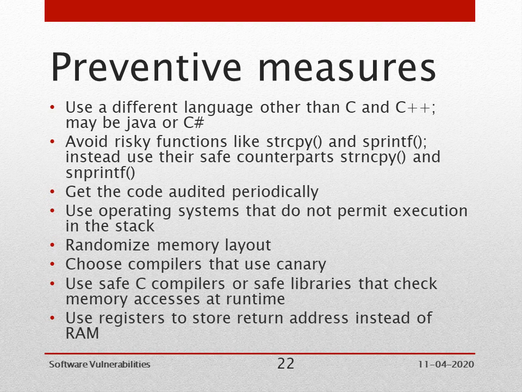At the compiler level, we can choose compilers that use canaries. Canaries are values placed between a buffer and the control data to monitor buffer overflows within a stack, such that when the buffer overflows, the first data to be corrupted will be that of the canary. A failed verification of the canary data will therefore alert of an overflow, which can then be handled. Or we can use safe compilers or safe libraries that check memory accesses at runtime.